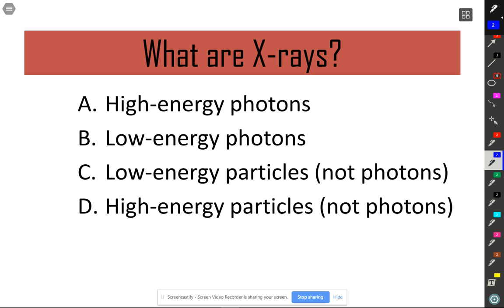What did we learn in lab yesterday? What did you learn in lab yesterday? Light acts as a particle. Good, because that is the primary thing we wanted you to learn. How do we know that light acts as a particle? Because of the photoelectric effect. Okay, yeah, because of the photoelectric effect.